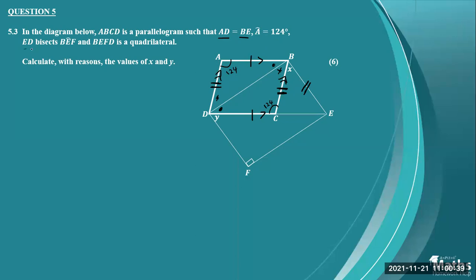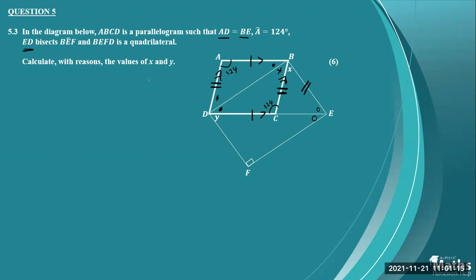Then it says that ED bisects, it means it cuts it in half, BEF. BEF. Right, so that means this angle and this angle will be equal. And it just says that BEFD is a quadrilateral. It just means it's a shape with 4 lines. Calculate, with reasons, the values of x and y.